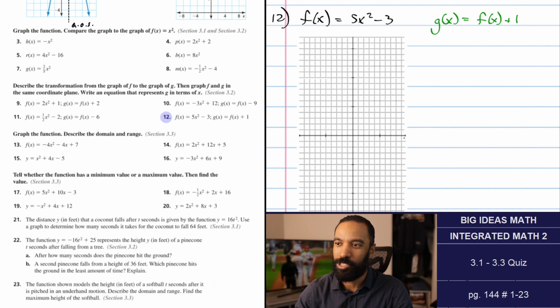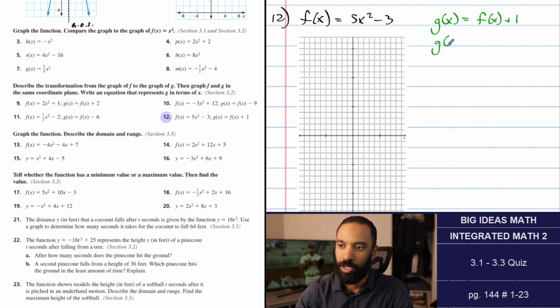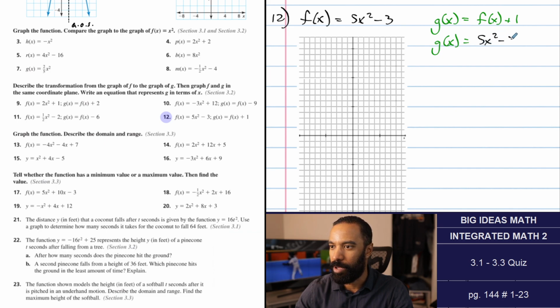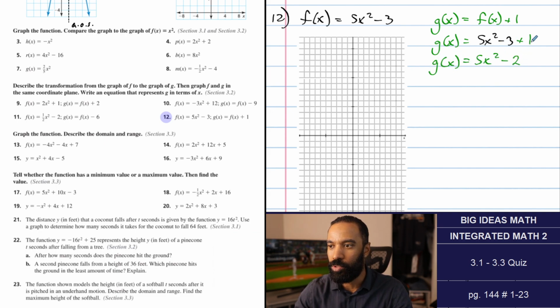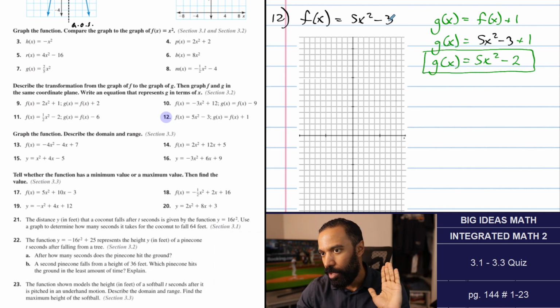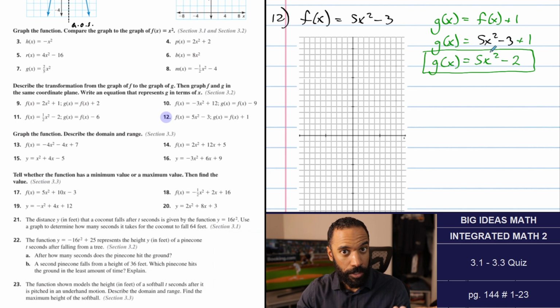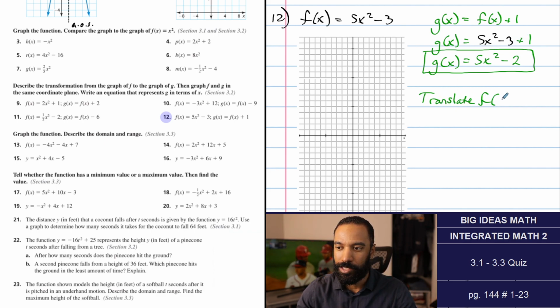All right, let's begin with just this part. f of x is 5x squared minus 3. I might have to respond to an email again. I'll wait on it. This is going to give me 5x squared minus 2, because negative 3 plus 1 is negative 2. So there's that guy. From negative 3 to negative 2, translate 1 unit upward. Let's just write that. Translate f of x 1 unit up.